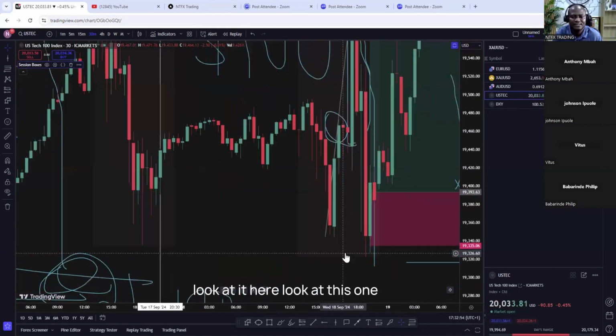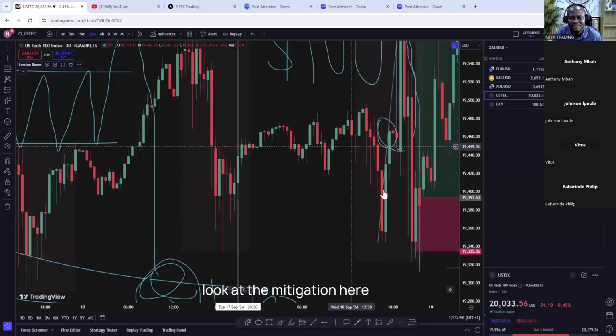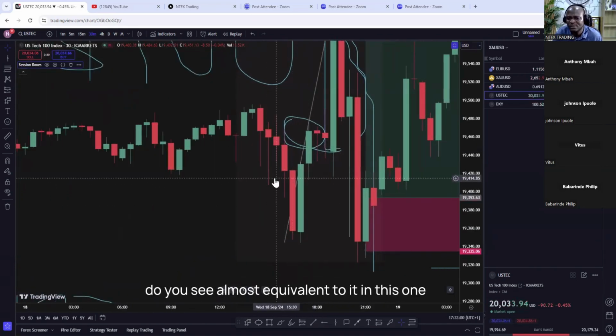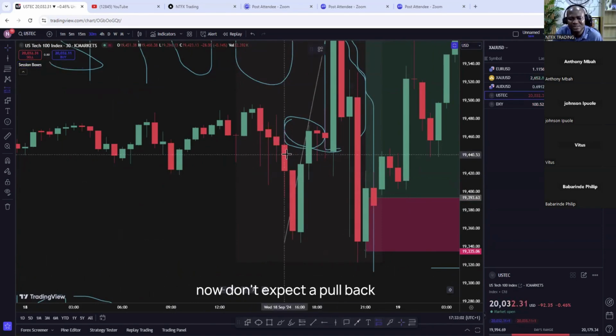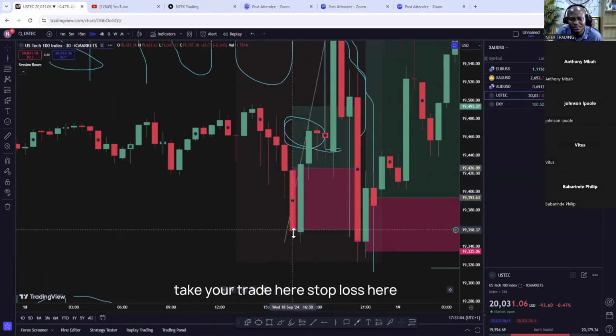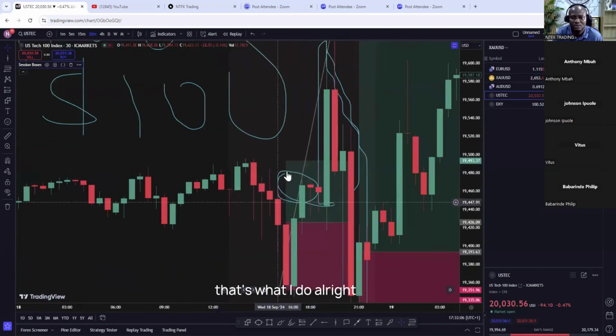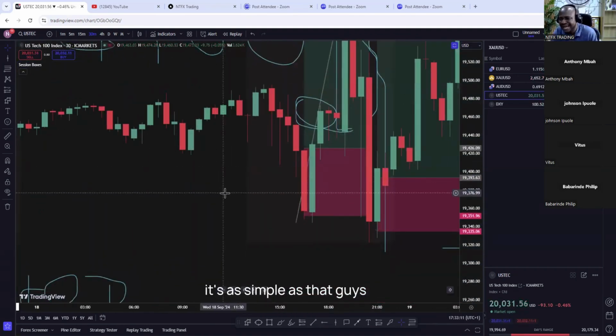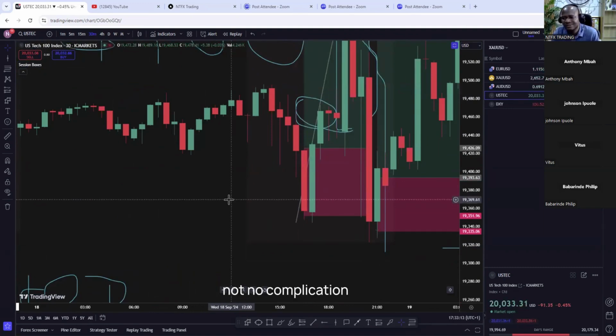Okay, look at it here. Look at this one. Look at the mitigation here. Look at the injection candle. You see, almost equivalent to it. In this one now, don't expect a pullback. Take your trade here, stop loss here. That's what I do. All right, and then upside. It's as simple as that, guys. No complication. Just simple. Any question?